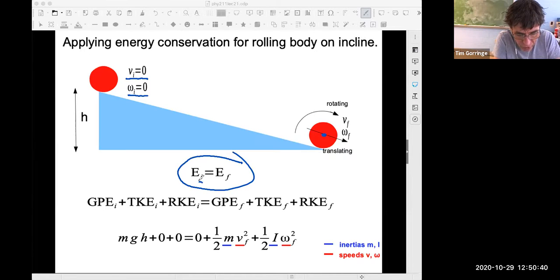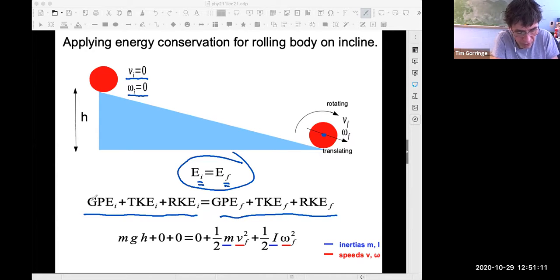Whatever energy there was initially at the top of the incline, the total energy at the bottom of the incline, the final energy, must be the same. So the initial energy equals the final energy. I then break out the initial and final energies into the different forms of energy that are relevant to this particular problem. So here they are initially, and here they are finally.